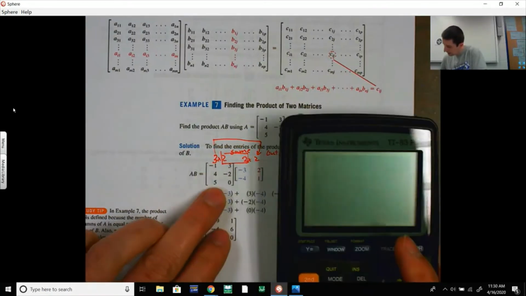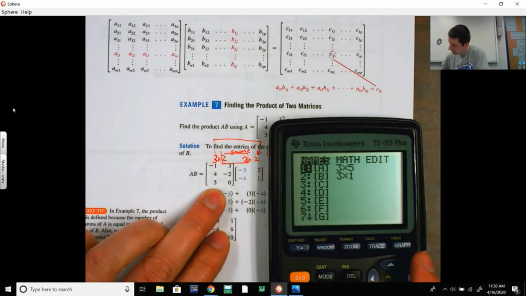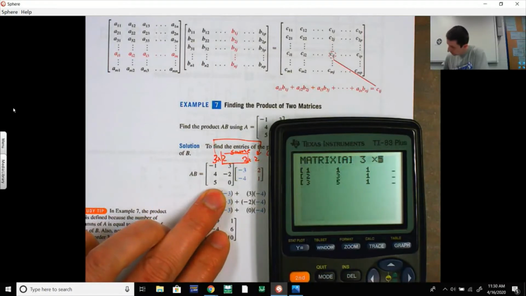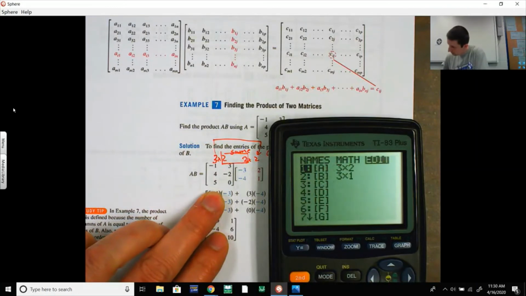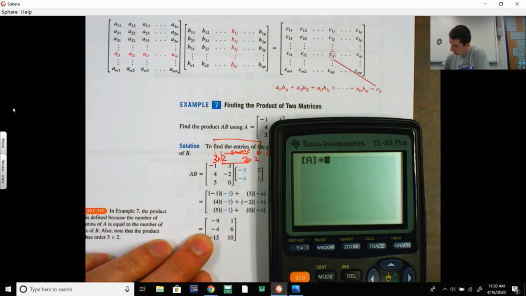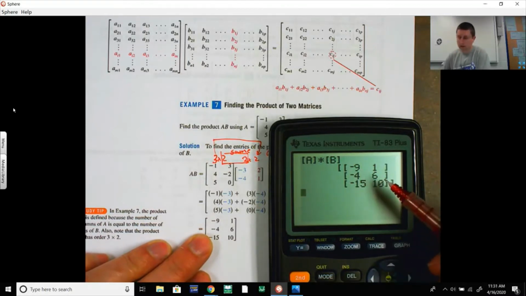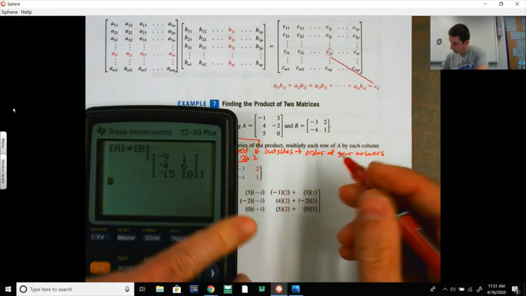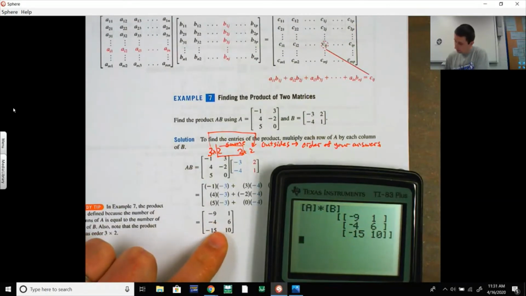So I'm going to put A in. Go to matrix, I'm going to edit. I want a 3 by 2 matrix. Negative 1, 3, 4, negative 2, 5, 0. Okay, quit. Matrix B, I want a 2 by 2, negative 3, 2, negative 4, 1. Okay, so I'm just going to go back into matrix. I want matrix A times matrix B. And you notice my answer is a 3 by 2 matrix. That would be your solution. So is that what they got? Yep, negative 9, 1, negative 4, 6.